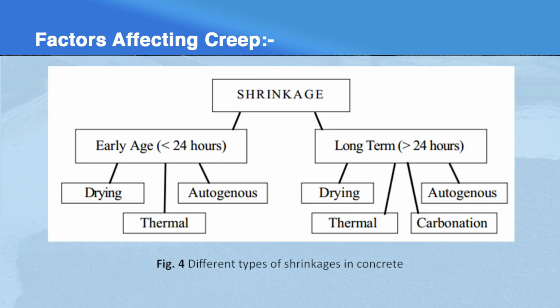The types of shrinkage in concrete. Now, in order to understand this aspect more closely, the shrinkage is again classified in 4 ways. Number 1, plastic shrinkage in concrete; then drying shrinkage in concrete, autogenous shrinkage, and carbonation shrinkage in concrete.